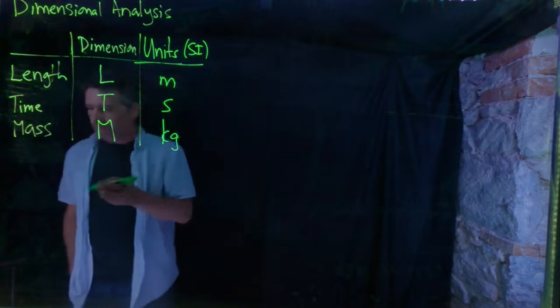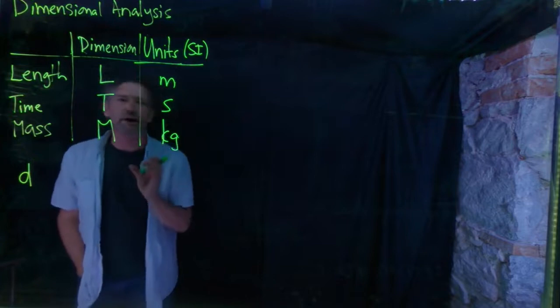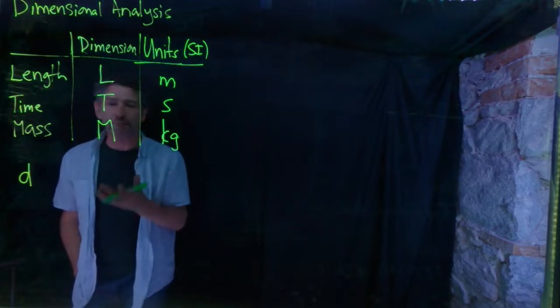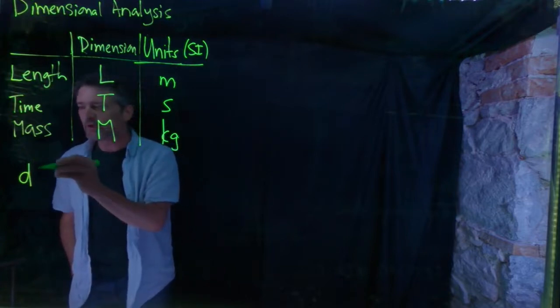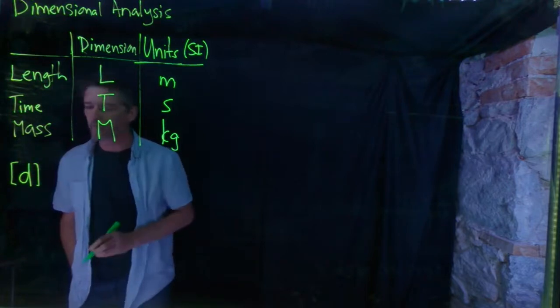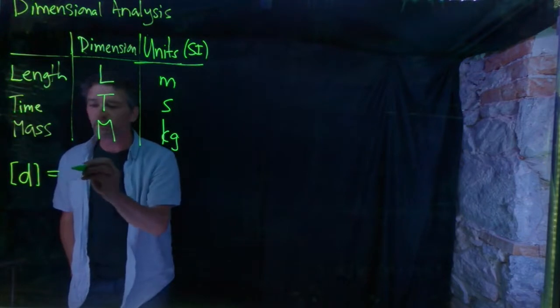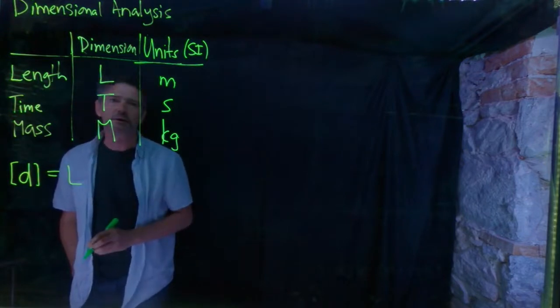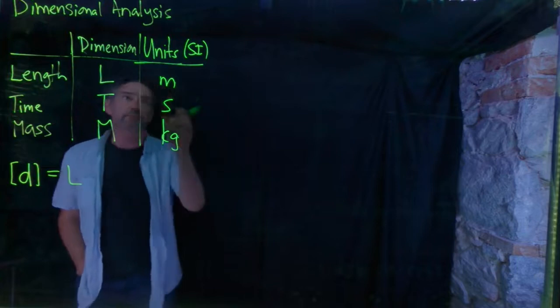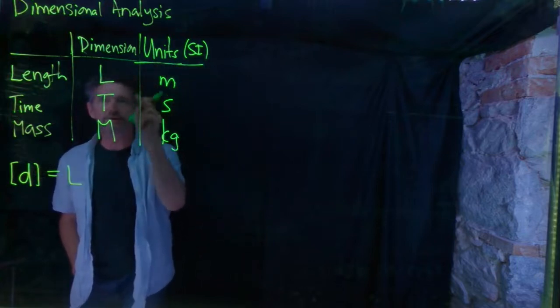Okay, so let me give you an example of just sort of notation, how we use this kind of stuff. So suppose we have a distance d, and we wanted to ask the question, what are the dimensions of this variable d? To ask what are the dimensions, you put square brackets around the variable. So this is asking, what's the dimensions of d, of a distance? Oh, well, that would be a length.